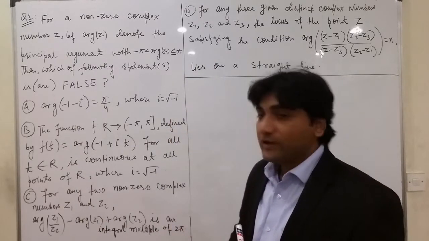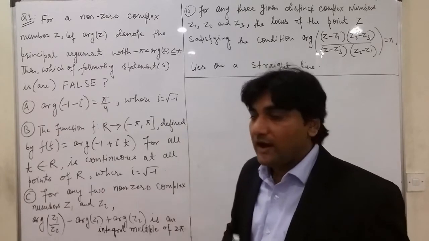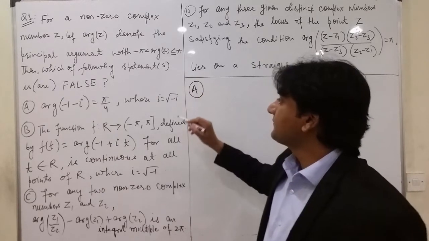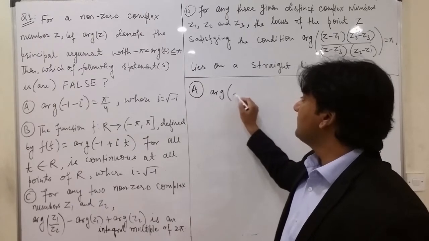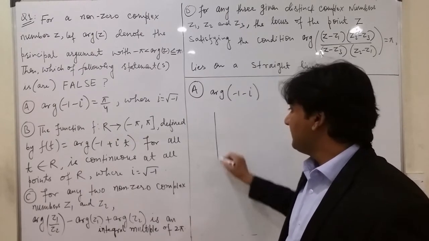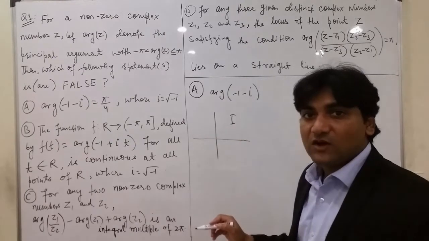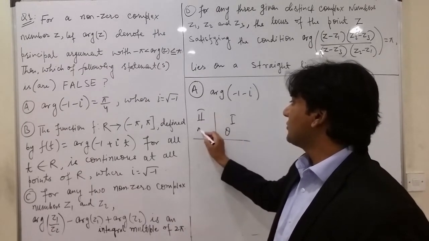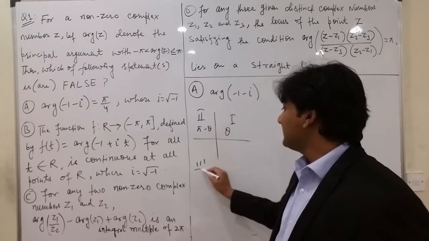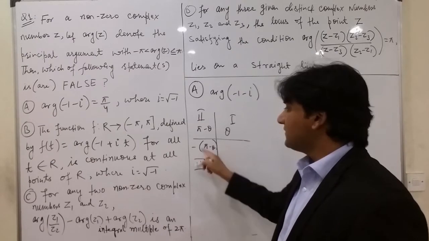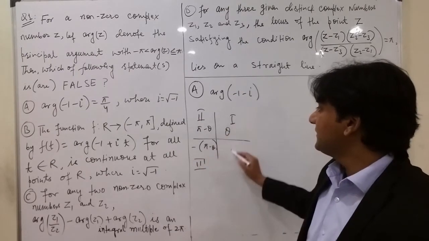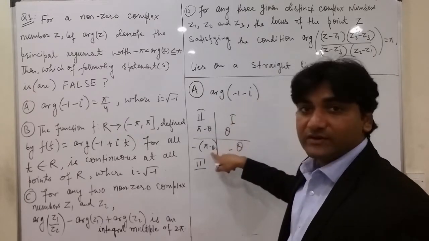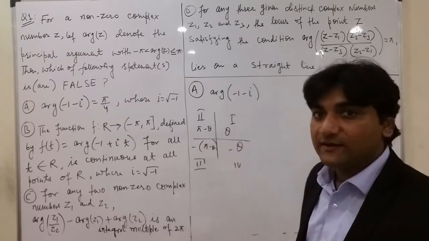But this is not enough right now. I have to explain what is the right answer for option A. So for option A, we have to find the argument of minus 1 minus i. If I revise: if your complex number lies in the first quadrant, then your argument is theta. If it lies in the second quadrant, then the argument is pi minus theta. If the complex number lies in the third quadrant, then it is minus of pi minus theta. And if the complex number lies in the fourth quadrant, then the argument is minus theta. So this complex number lies in the third quadrant, so the argument will be minus of pi minus theta.